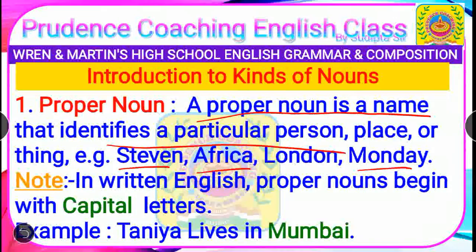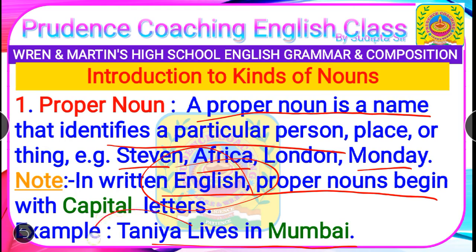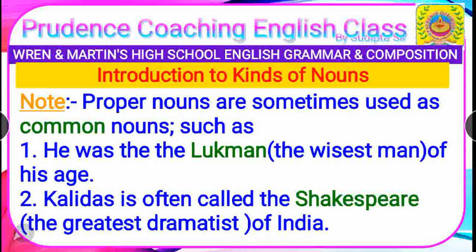Now here we need to know that each of these proper nouns always starts with a capital letter, such as English. English is also a subject, so that's why it is started with a capital letter. And here you can see Tanya lives in Mumbai. Here Tanya is the name of a person, that's why it is in capital, and Mumbai is the name of the capital of the state, so that's why it is written in capital.